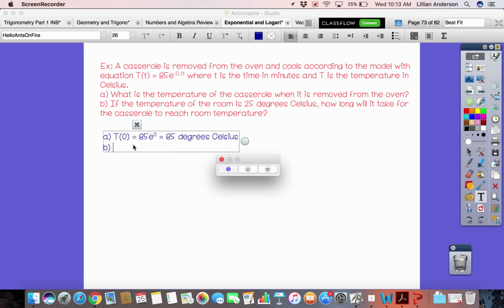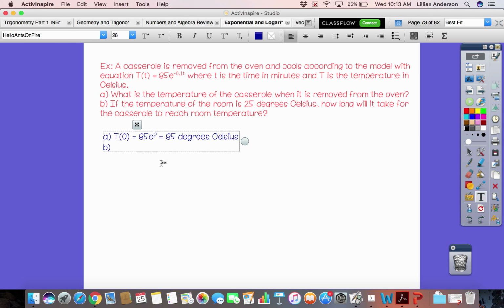So for B, it says, if the temperature of the room is 25 degrees Celsius, how long will it take for the casserole to reach room temperature? So again, this is another one where you are looking for the time. So you're going to be plugging in 25 degrees for the T of t, and then you're going to have 85e to the negative 0.1t. And you have to go through this and solve.